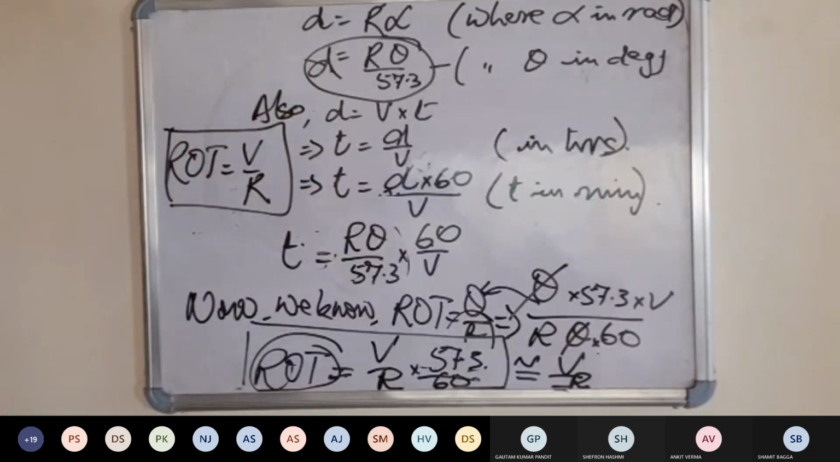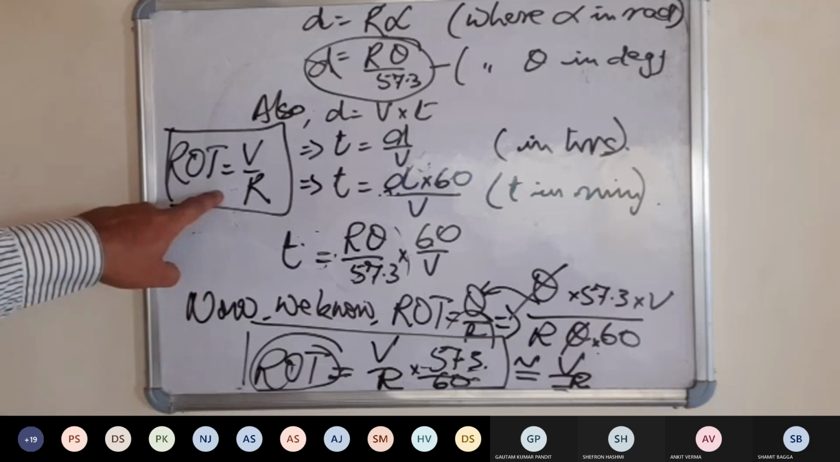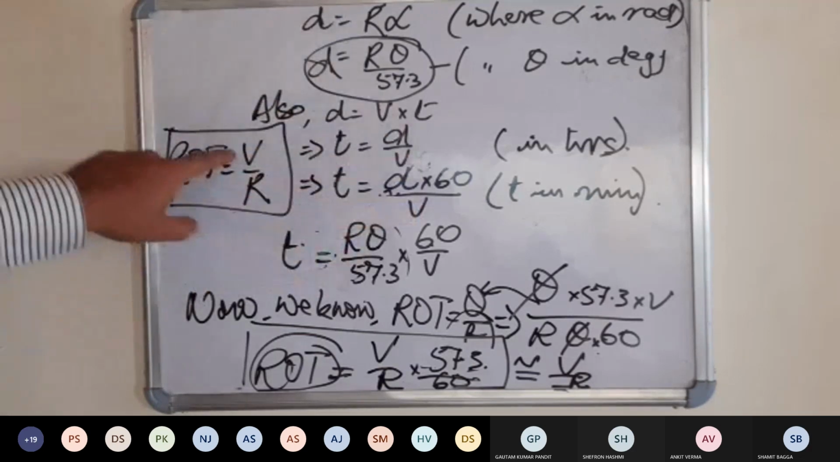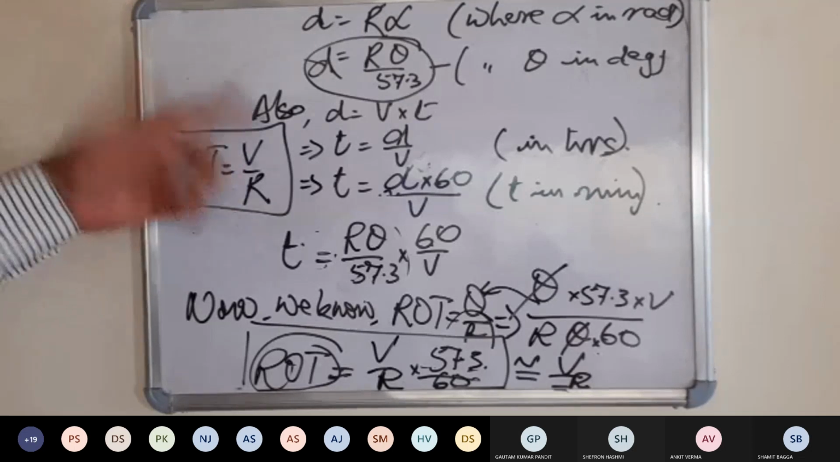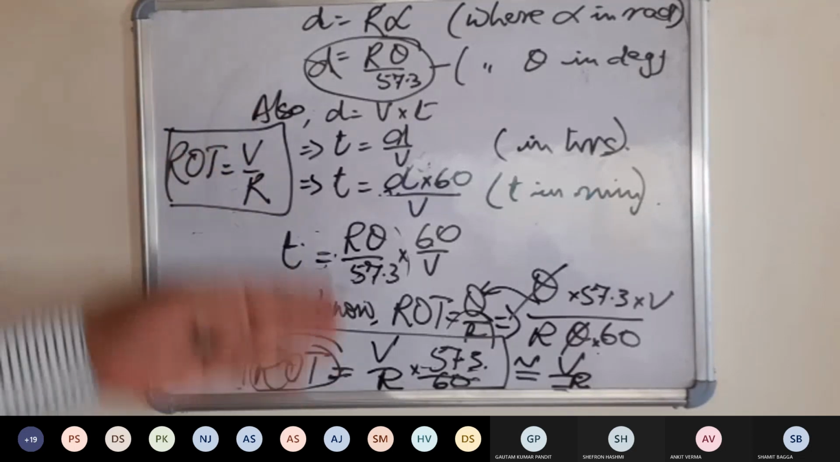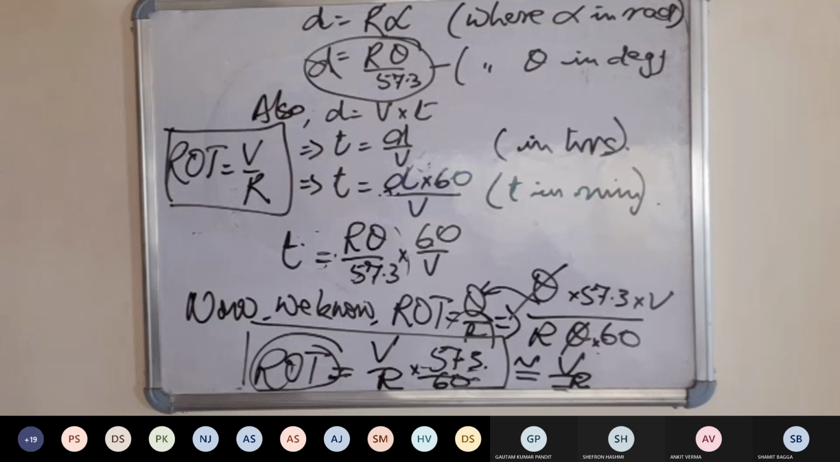This is the relationship of the ROT required for getting a turn. You see your speed, you see the radius of the turn, and divided by that, you calculate the ROT. Note down this. When you are done, let me know.